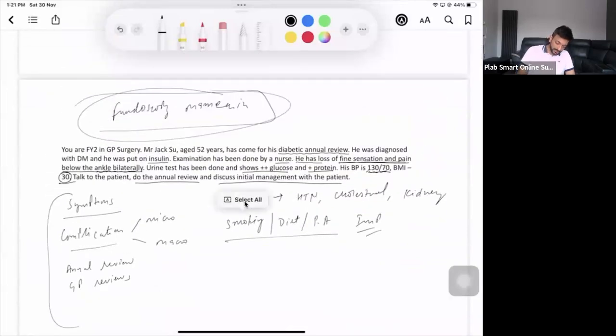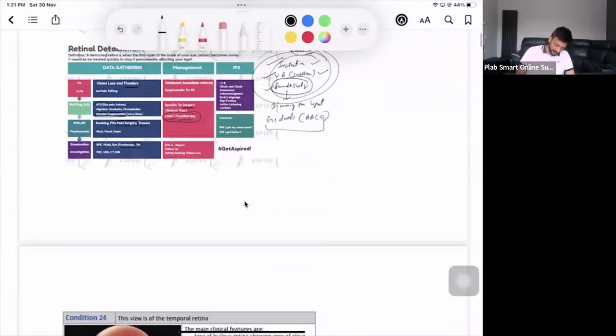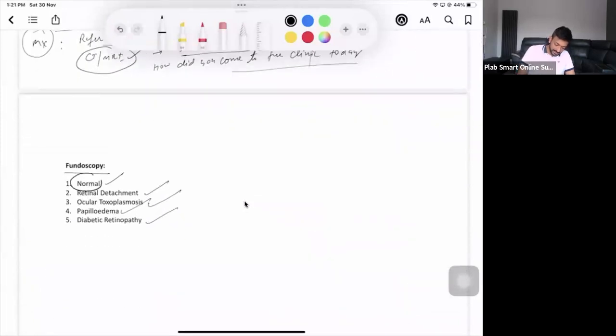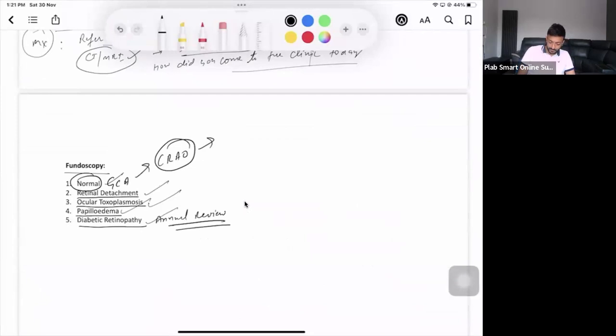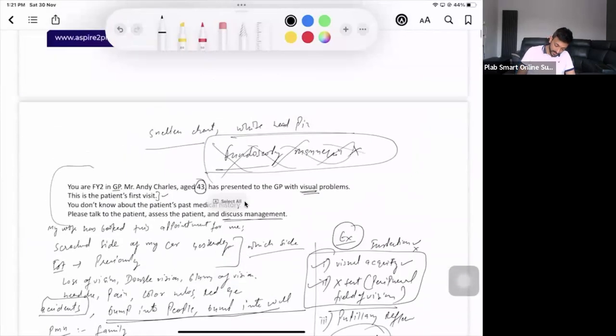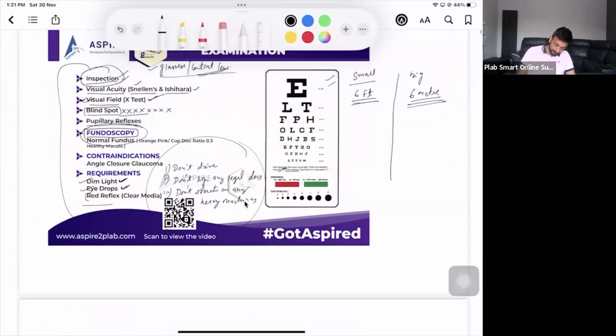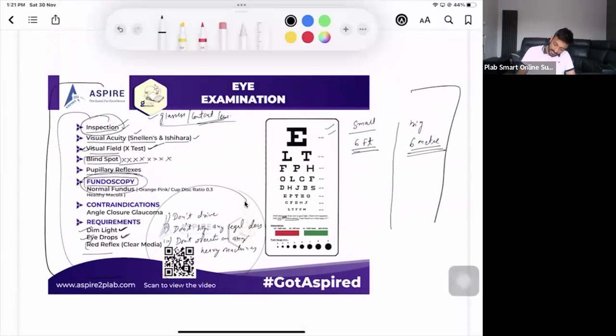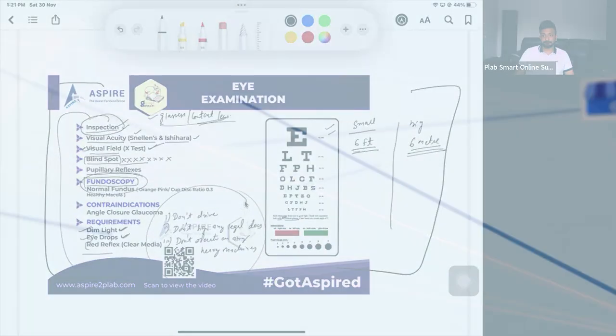Regarding fundoscopies, I've discussed 5 scenarios here. I discussed the normal fundus, which was in giant cell arthritis. There could be CRAO as well if the finding is for a few hours. Then I discussed the retinal detachment, then the ocular toxoplasmosis, then the idiopathic intracranial hypertension and papilledema. And I discussed diabetic retinopathy, where the patient came for diabetic annual review. And there was another scenario that I discussed where you were supposed to do the peripheral field of vision. So that's your eye examination. All right.